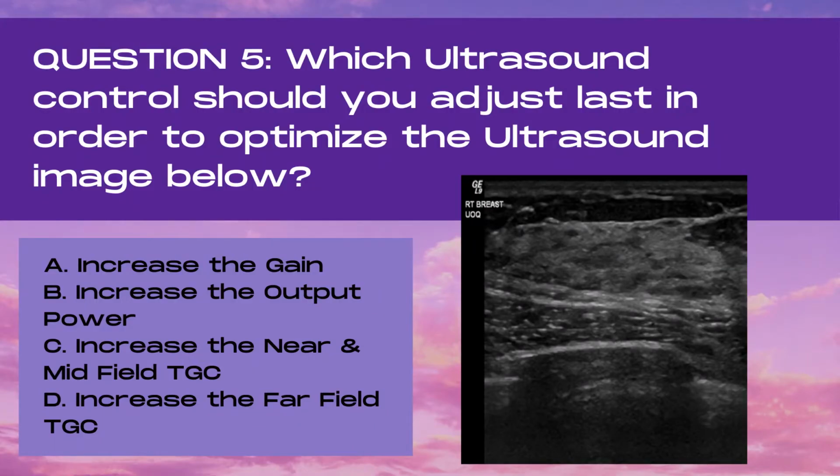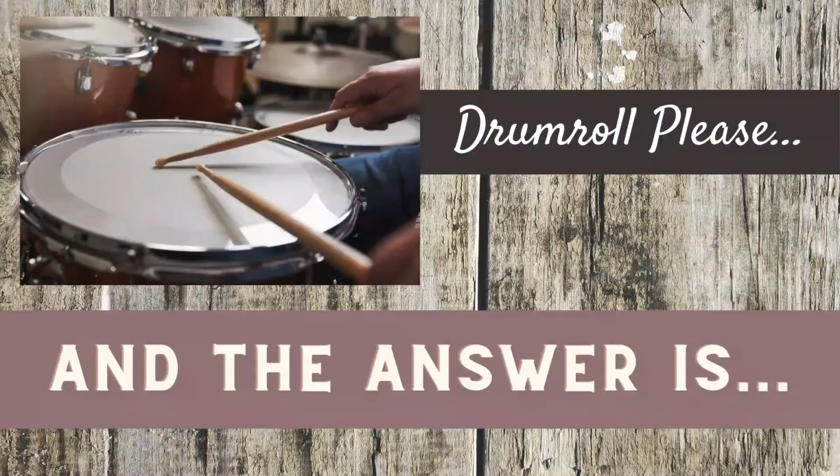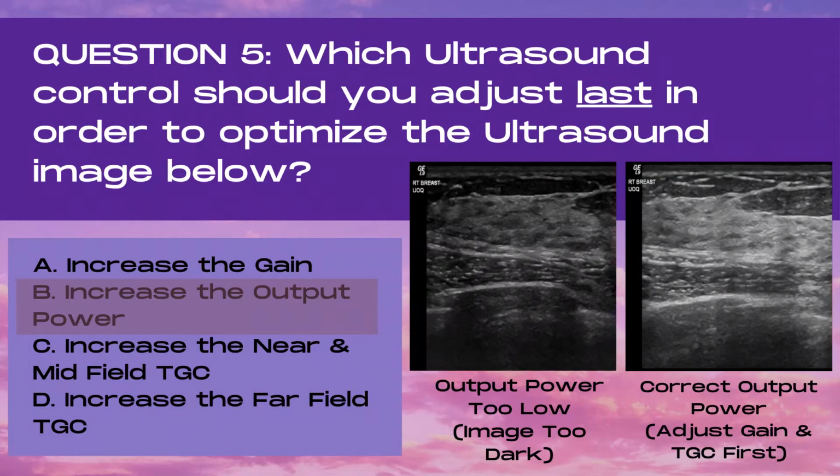Question 5. Which ultrasound control should you adjust last in order to optimize the ultrasound image below? A. Increase the gain. B. Increase the output power. C. Increase the near and midfield TGC. Or D. Increase the far field TGC. And the answer is B.